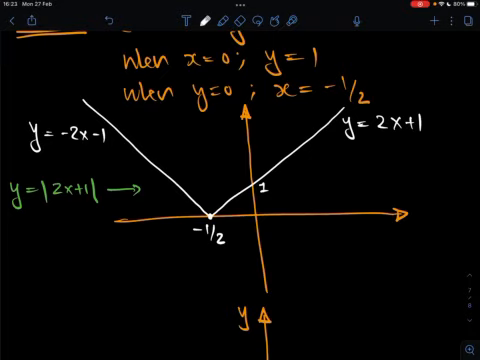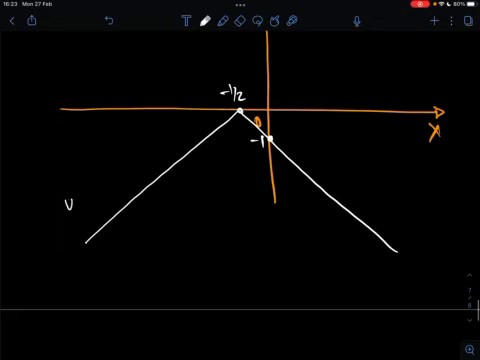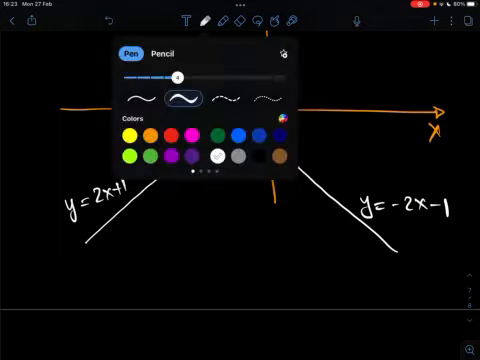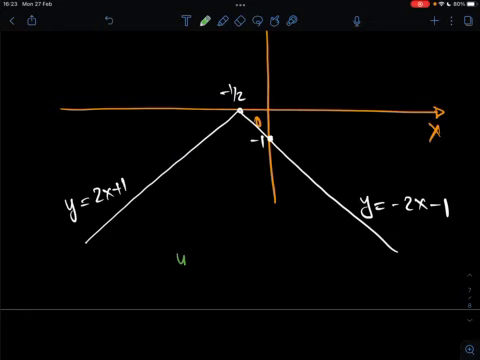So the equation that was on the left comes to the right, and that on the right comes to the left. So this one simply becomes y is 2x plus 1, and this one becomes y is negative 2x, negative 1. But remember, the overall graph that we have just plotted here now, it is y is equals to minus 2x plus 1. So that's what we have just plotted at this instant.